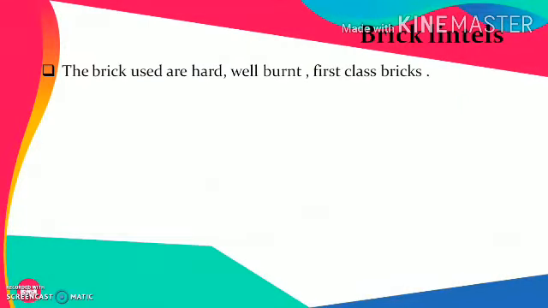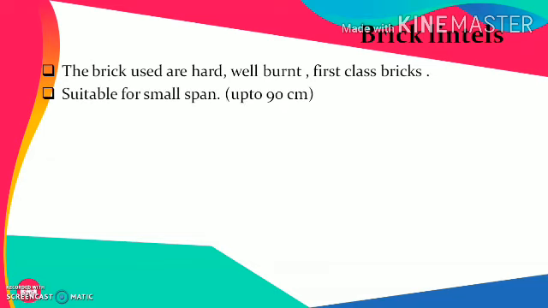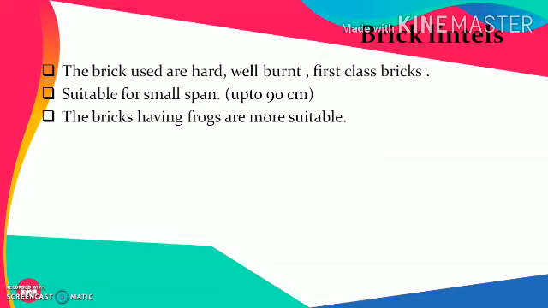Next is the brick lintel. The bricks used for brick lintels are generally hard, well burnt, first class bricks. They are suitable for small spans, up to 90 cm or 3 feet. The bricks having frogs are more suitable because the frogs make such lintels stronger in taking the stresses. They even make the bond very appropriate, which is essential to form a brick lintel.